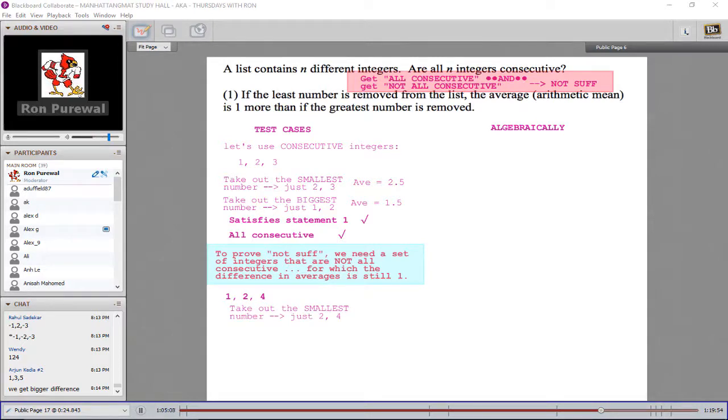The average is 3. And then if we take out the biggest number, then we have just 1 and 2. The average is 1.5. Also, you probably didn't even have to test this case, because with this list, the difference was 1. So if you move these numbers farther apart, then it's going to become more than 1. So you also could have just seen that.